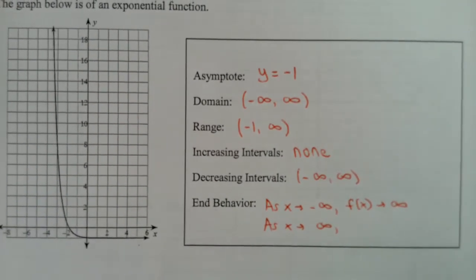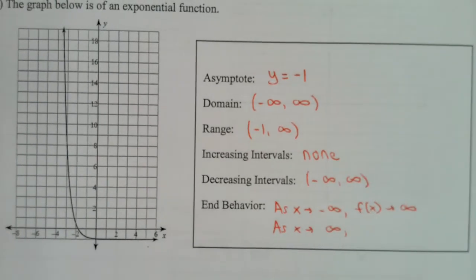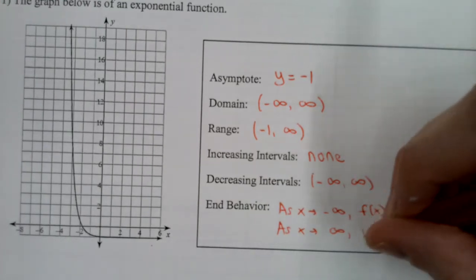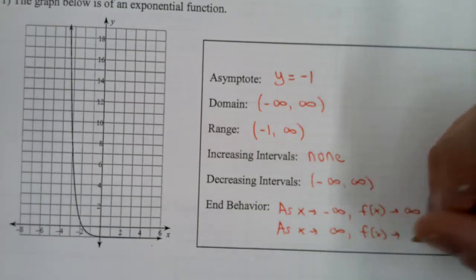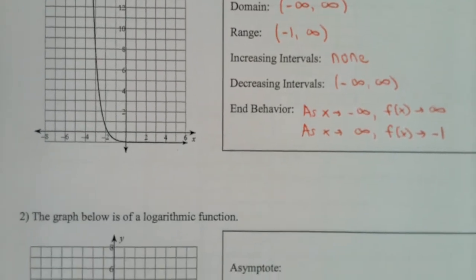And what happens as x approaches positive infinity? So what happens as x gets bigger and bigger to the right? The graph, f of x, is approaching the asymptote of -1. Okay. One more like that.